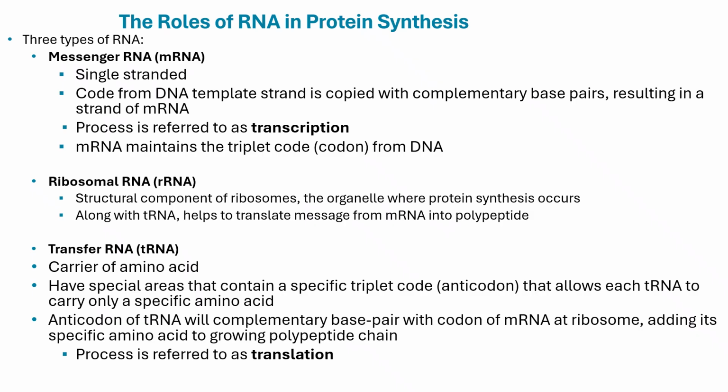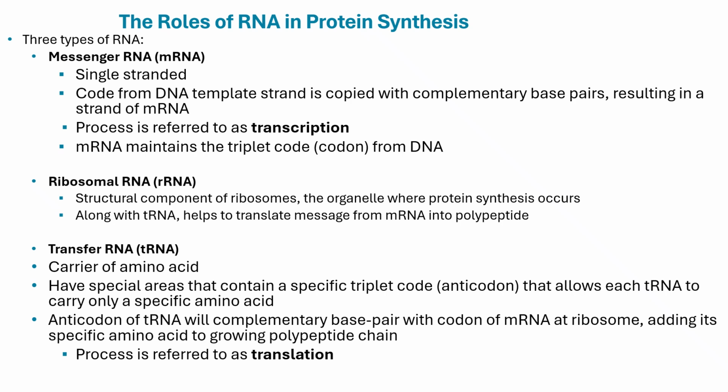All right, the roles of the messenger, ribosomal, and transfer RNA. There are three types of RNA. Messenger RNA is single-stranded; the code from the DNA template strand is copied with complementary base pairs, resulting in a strand of messenger RNA. This is called transcription. Ribosomal RNA is a structural component of ribosomes, the organelle where protein synthesis occurs. Along with tRNA, this helps to translate the message from messenger RNA into a peptide.